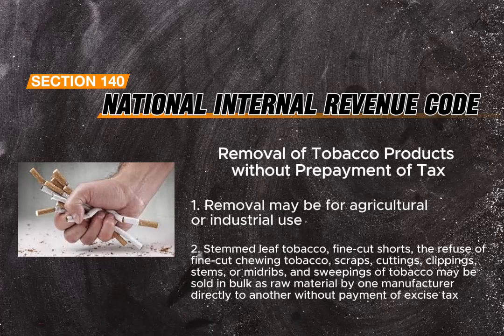Stemmed leaf tobacco, fine-cut shorts, the refuse of fine-cut chewing tobacco, scraps, cuttings, clippings, stems, or midribs, and sweepings of tobacco may be sold in bulk as raw material by one manufacturer directly to another without payment of excise tax, under such conditions as may be prescribed in the rules and regulations prescribed by the Secretary of Finance.